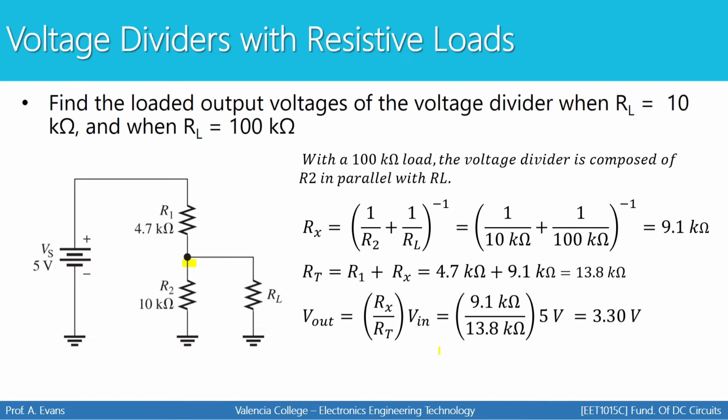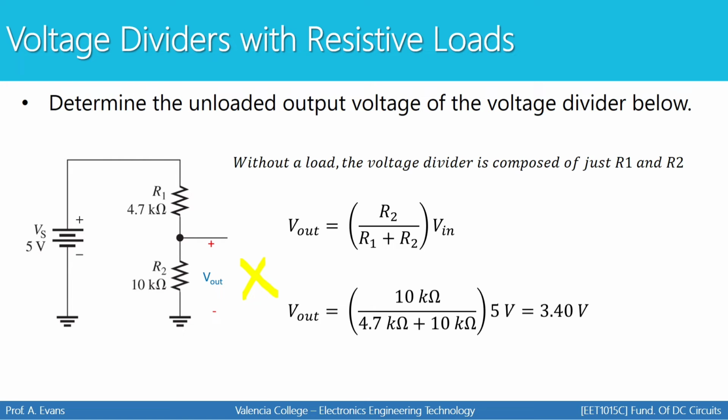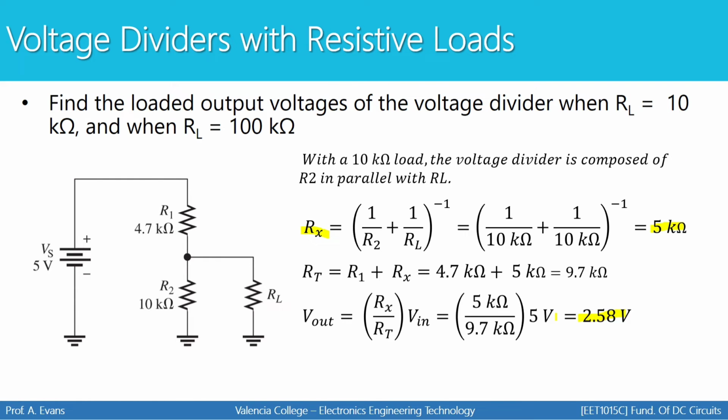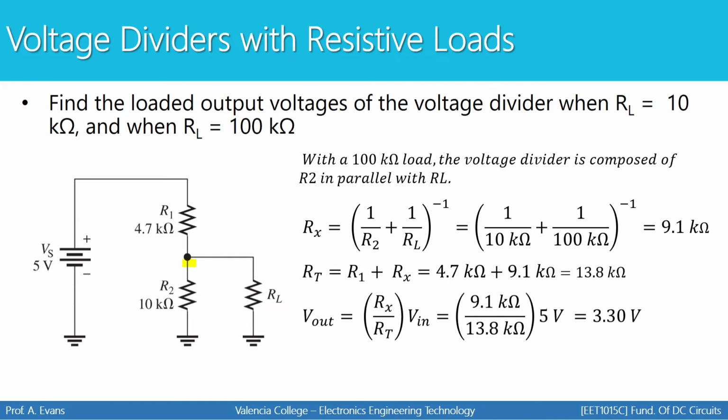So notice that by changing the load resistor, we can control the output voltage you see here. If I go back a few steps, the unloaded output voltage was 3.4 volts. If I add a small load of 10K, I decrease the output to 2.5 volts. If I add a large load of 100K, the output becomes 3.3 volts.